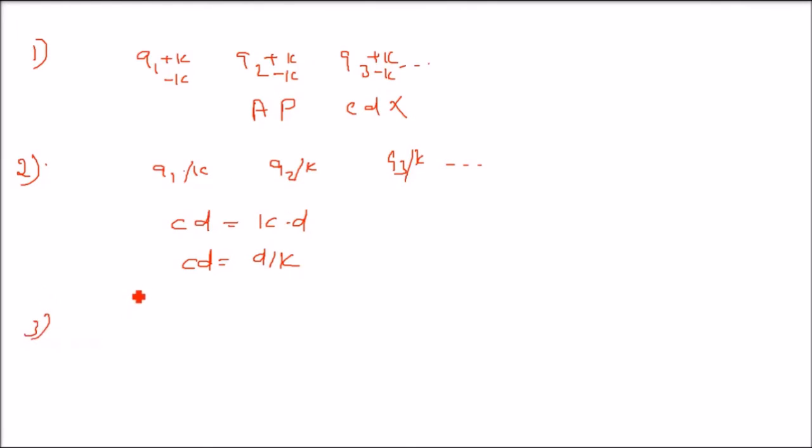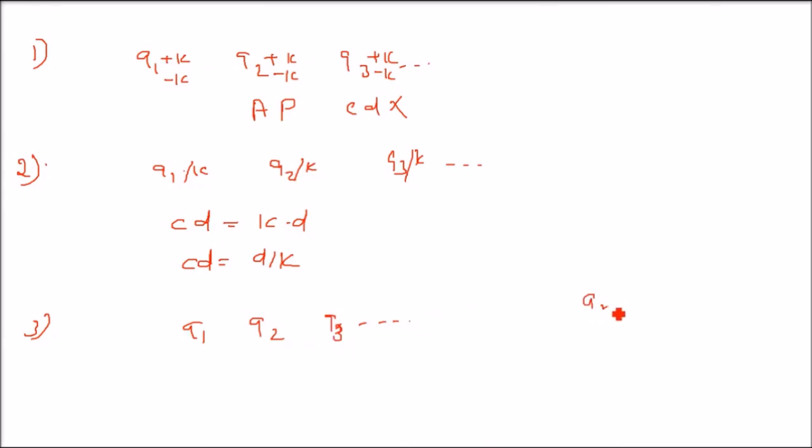Third property. If in a finite AP, the sum of the terms equidistant from the beginning and end is always the same and is equal to the sum of the first and last term. This is property number 3.